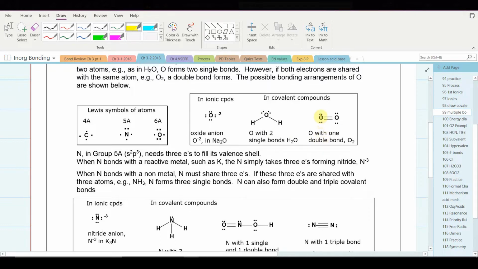Now in all cases here, oxygen has 2 bonds and 2 non-bonded pairs of electrons, at least in its covalent compounds.